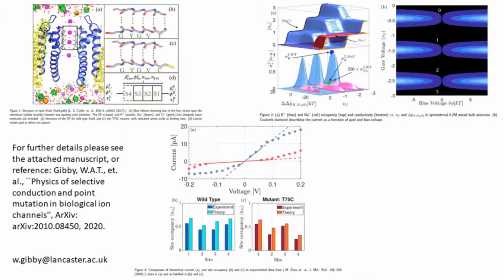in integer values. Finally, as can be seen in figure 4, we see good agreement between theory and experimental data, with the mutant having a reduced current of around 1/12 of the wild type and the occupancy of S4 being reduced. Thank you. Are there any questions?